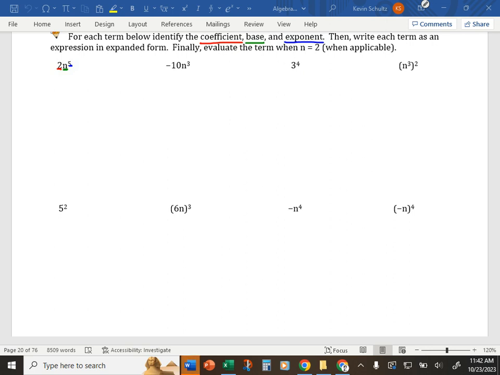Now, writing this in expanded form, we said there's only 1 2. We talked about why. And there are 5 n's all being multiplied together. Okay? The last part of our directions say evaluate the term when n is 2. There's not an n in every expression up here. Most of them, but not all of them. But when you have one, I want you to plug 2 in for n and then evaluate it.